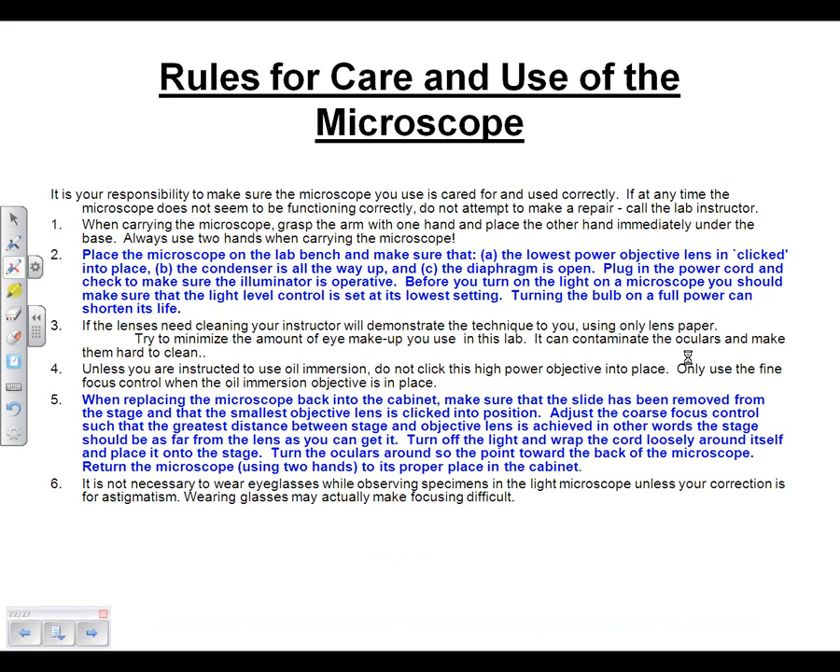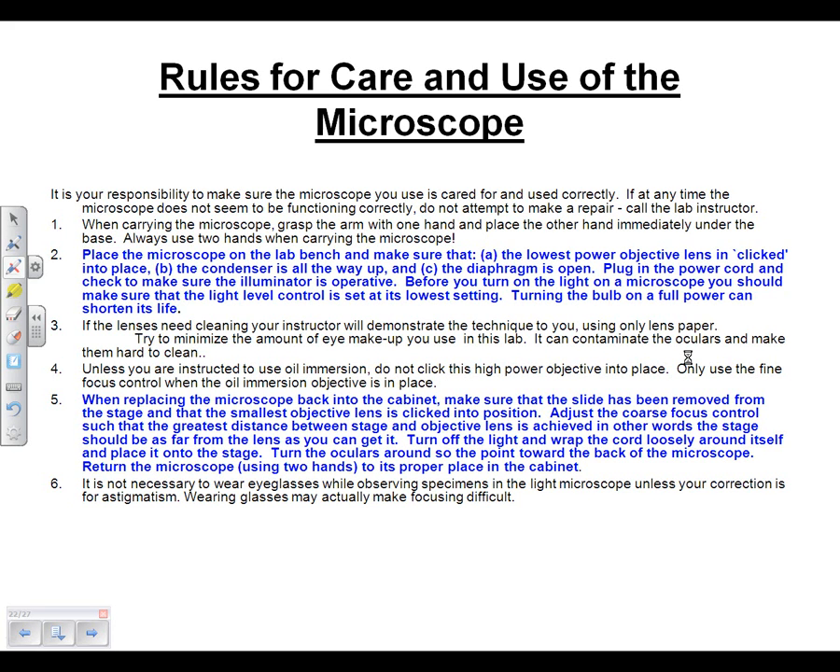So all of these again are in the how to use the microscope document, and somewhere in the procedure. I just want to go over a few to make sure that you are really careful. The way the lab's set up now, you won't have to carry the microscope very far. It should be in the cabinet right underneath your bench, so all you have to do is pick it up and put it on the bench.